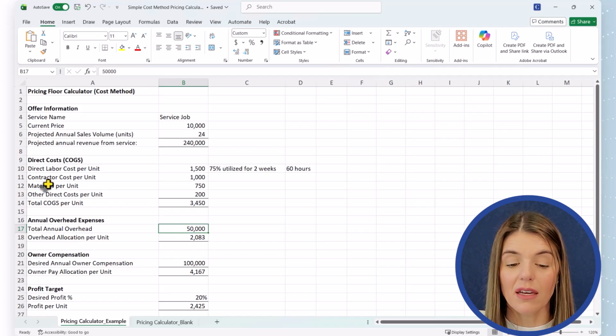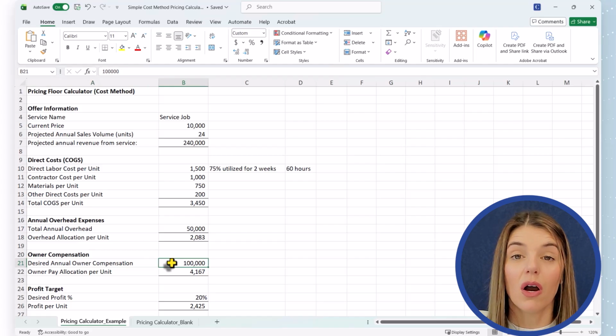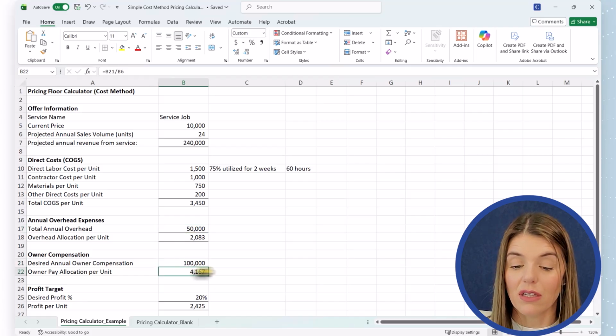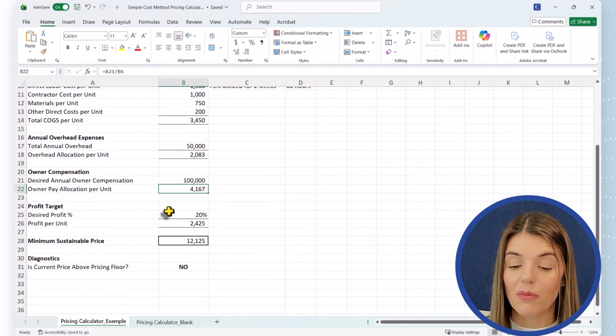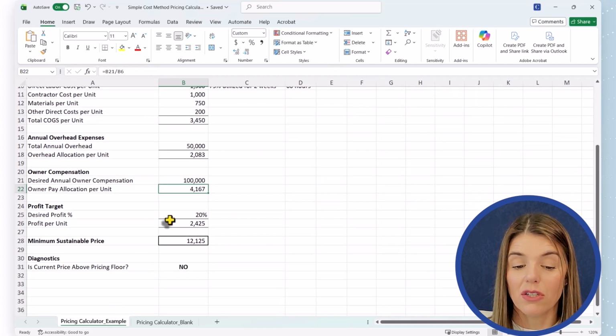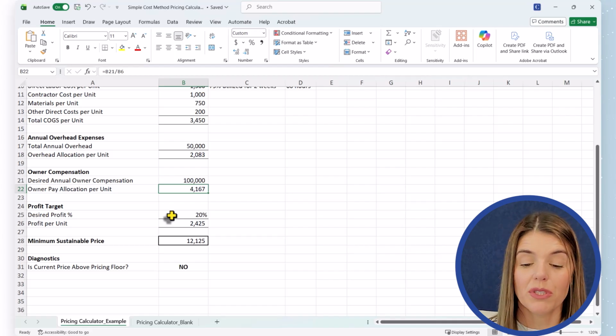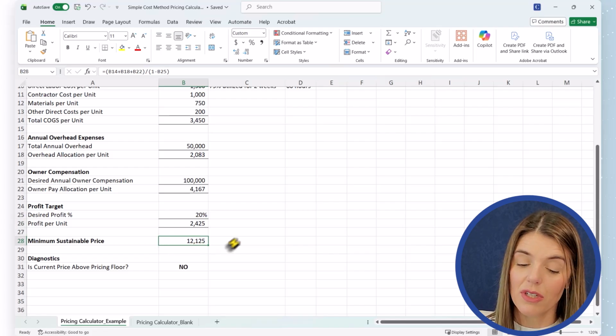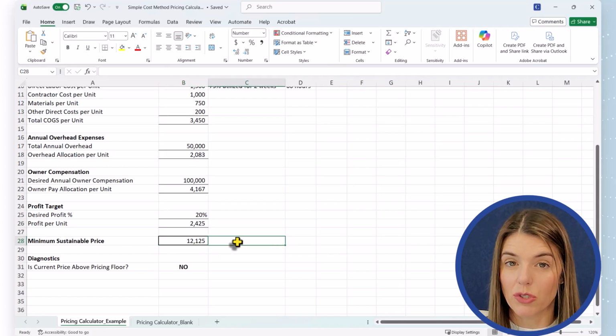And then we have this annual overhead number, and then we allocate that per unit. So this is 50,000 divided by 24. And then we put in here our desired annual owner compensation. If it has not been calculated into this annual overhead, then the desired annual owner compensation needs to be added. And so that's another $4,000 per unit. And then we need to add a profit target on top of that. So then we're going to add 20% profit on top of that. So all of these things together, when we add everything up, this creates a minimum sustainable price of $12,125.